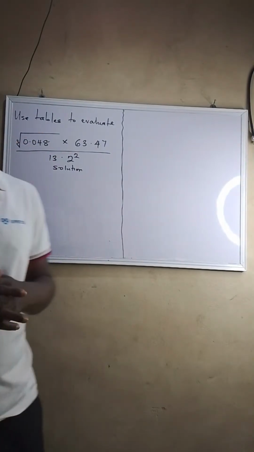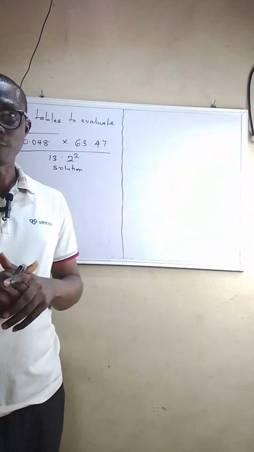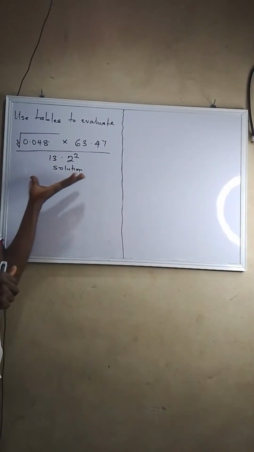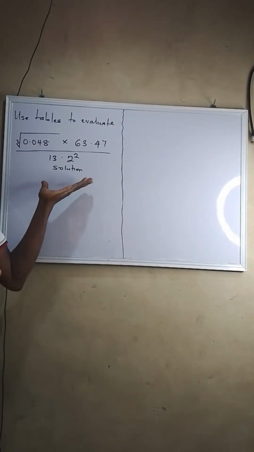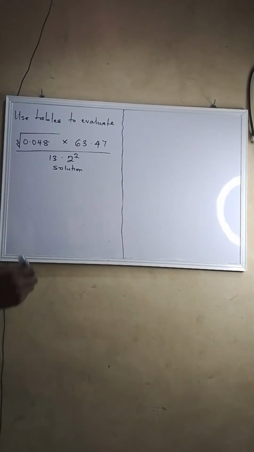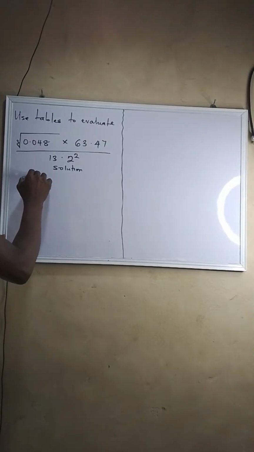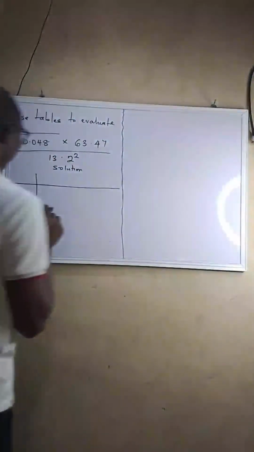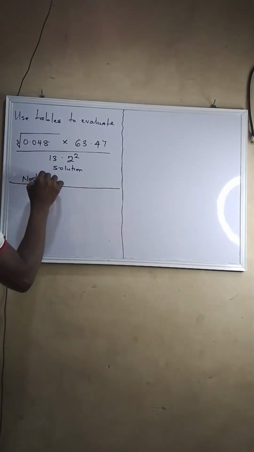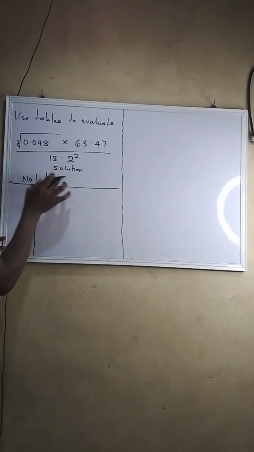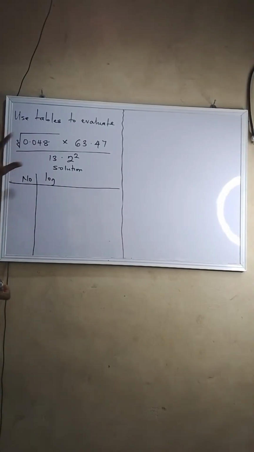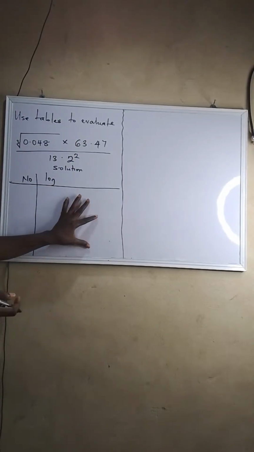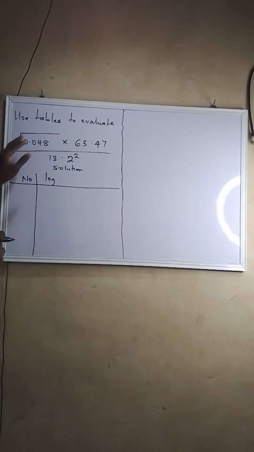All right, now I want you to get your 4-figure table because we are going to be making use of it now. So evaluating this without using a calculator, the first thing is to construct a table. We have a table of logarithms. So now we are going to evaluate these numbers in the logarithmic side. So now let us write the numerator first.